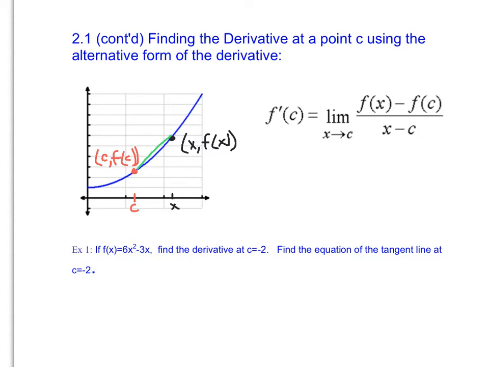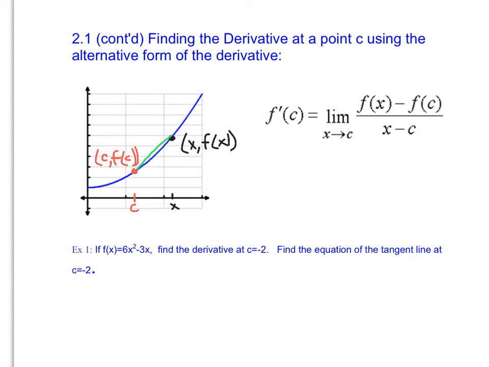Today we're going to look at the final limit definition of the derivative. This is sometimes called the alternative form of the derivative. You'll notice that it's still based on taking the slope of the secant line and moving one point toward the other point so that we can get the slope of the tangent line.